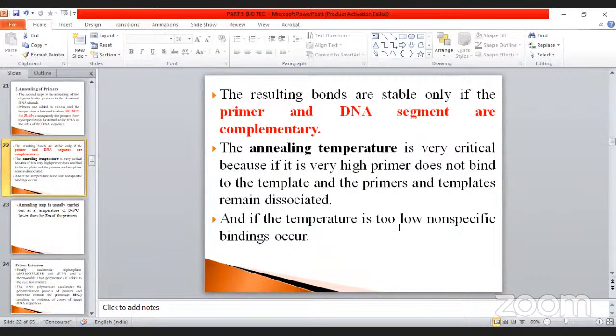And if the temperature is too low, non-specific binding occurs. This is also another thing. Annealing, you already know about.